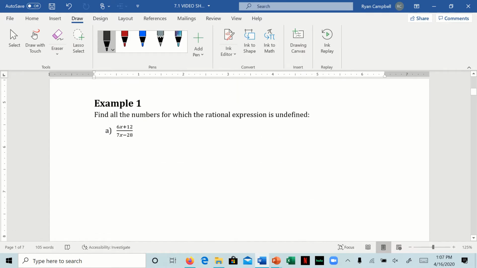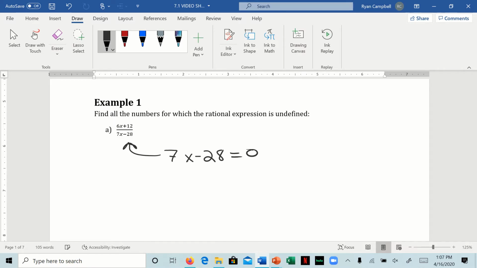So, for instance, with this one, let's find all the numbers that would make the rational expression, excuse me, undefined. That means that the denominator, the one on the bottom, can't equal 0. So if it does equal 0, what would x be? What x makes this equal to 0? So we see that 7x would equal 28, so x would be 4. So we need to exclude 4. X can't be 4.